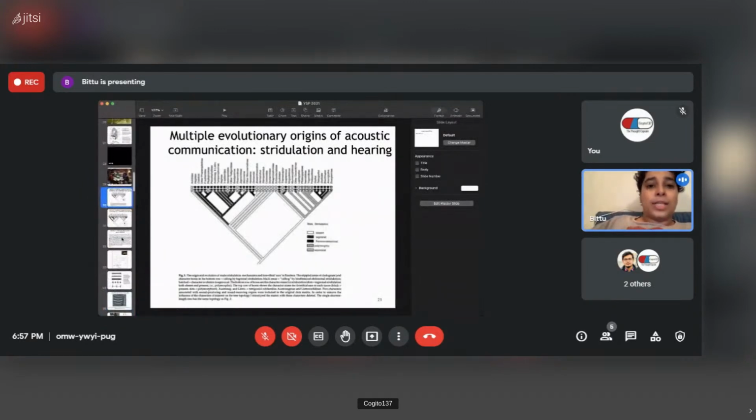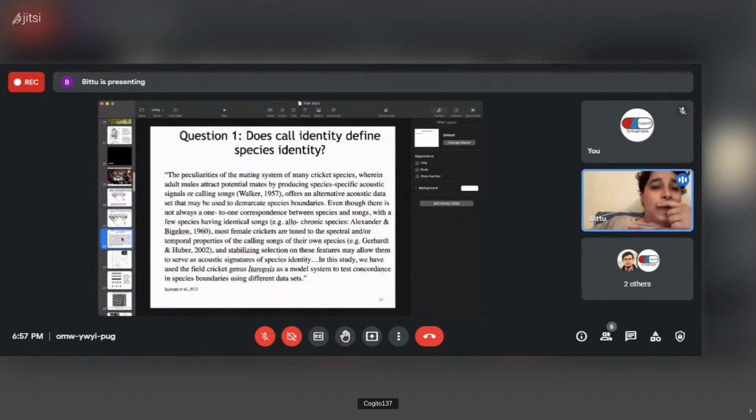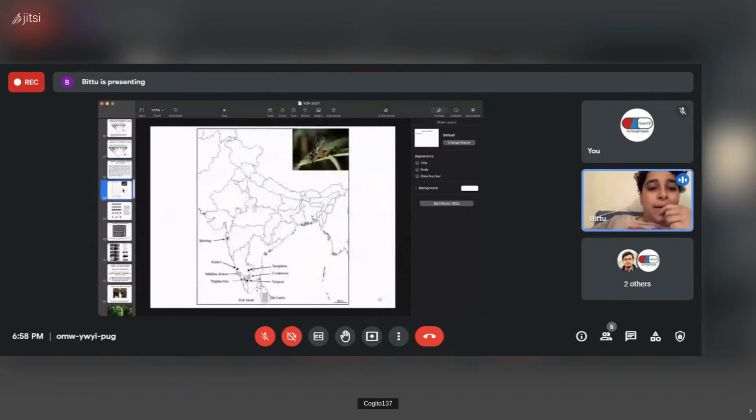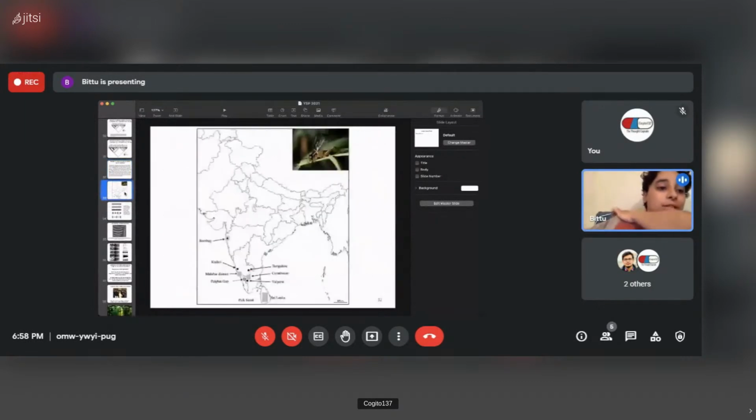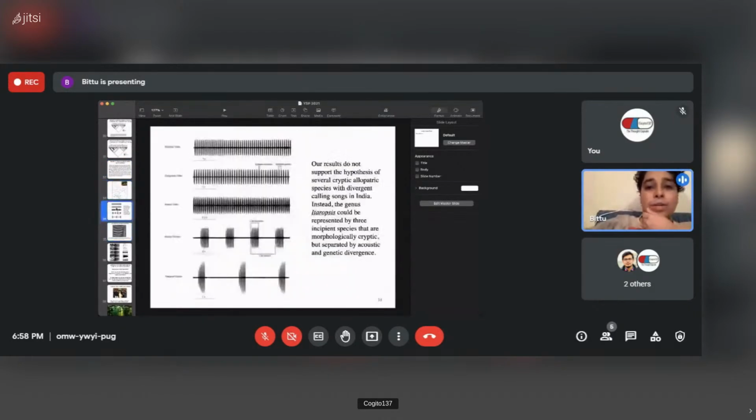Okay, so one question that one has is whether call identity defines species identity. So then you have nice work of the kind done by Jaiswara et al. 2012, where they looked at call divergence across one species named Iteropsis across different parts of the country, and actually found different call types.